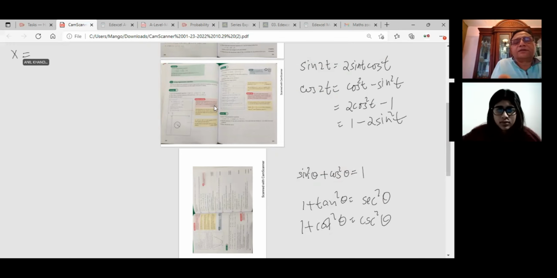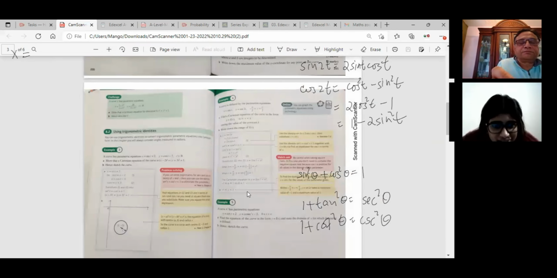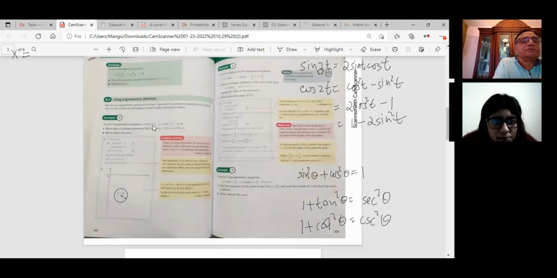We'll just do it on the side. Read. So we've got x equals sine t plus 2 and y equals cos t minus 3.